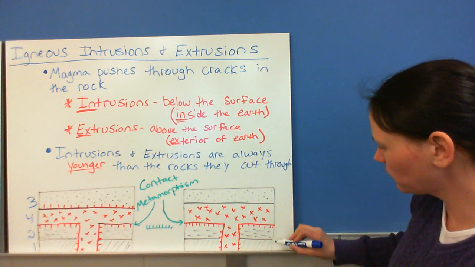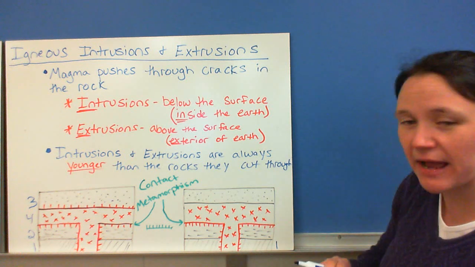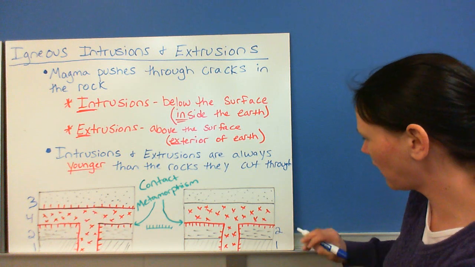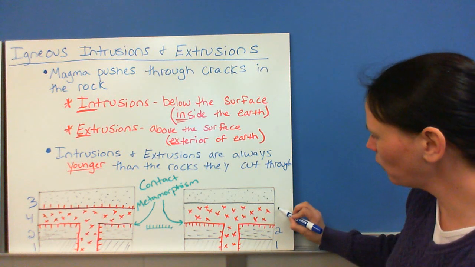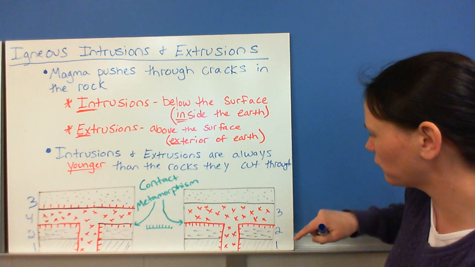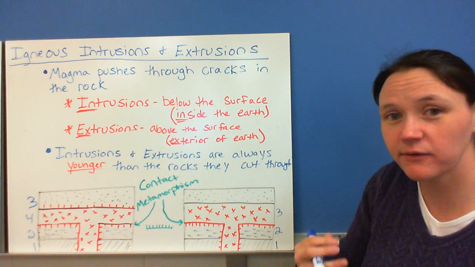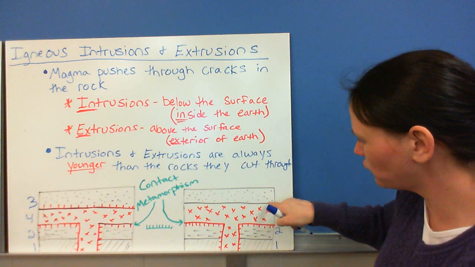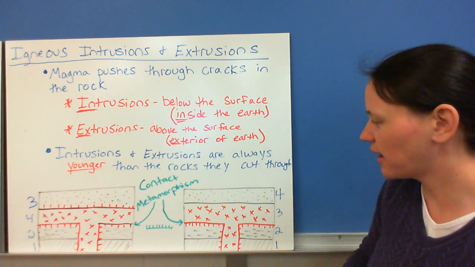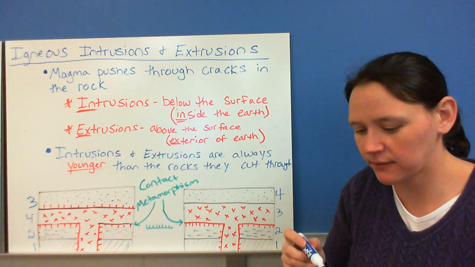And if we look at this one, okay, again, that bottom layer is the oldest. Then that one. Now we know that the igneous, well, this would be an extrusion. This igneous rock is older than this one because there's no contact metamorphism. That was solid rock before that layer was deposited on top of it.